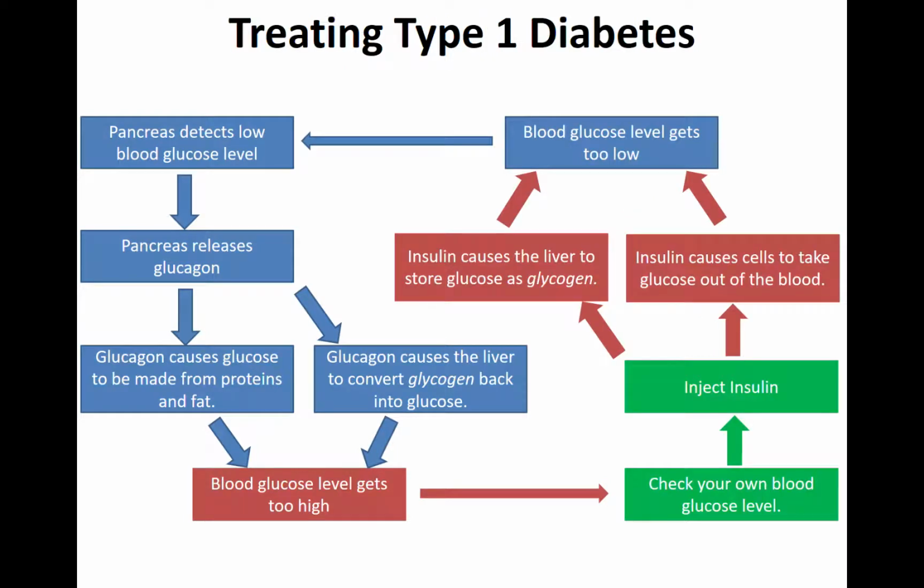To treat type 1 diabetes, we need to intervene at the points where the pancreas doesn't work. You may have seen people checking their own blood glucose level with a sensor and then injecting themselves with insulin. In that way, the insulin causes the cells to take glucose out of the blood and causes the liver to store glucose as glycogen, restoring that cycle.